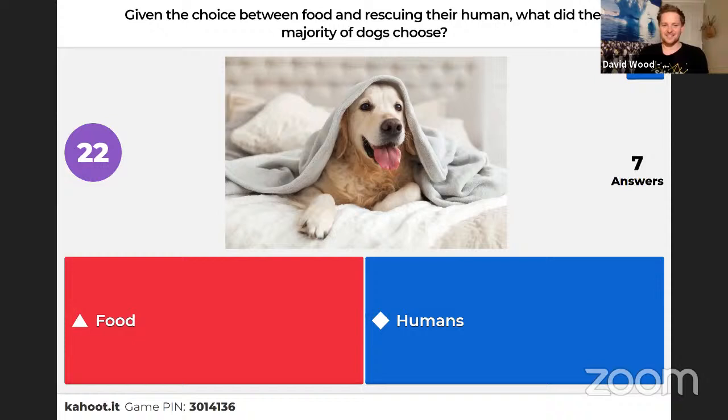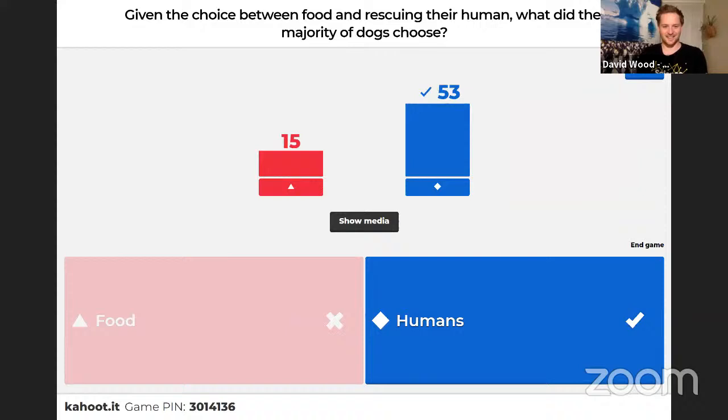There are a total of 60 pet dogs in the study at Arizona State University's Canine Sciences Collaboratory. They didn't all choose the same thing. Five, six seconds left to get those answers in. Did the majority of dogs choose the food or the humans? Yeah, most of you got that one right. Well done. They chose the humans.